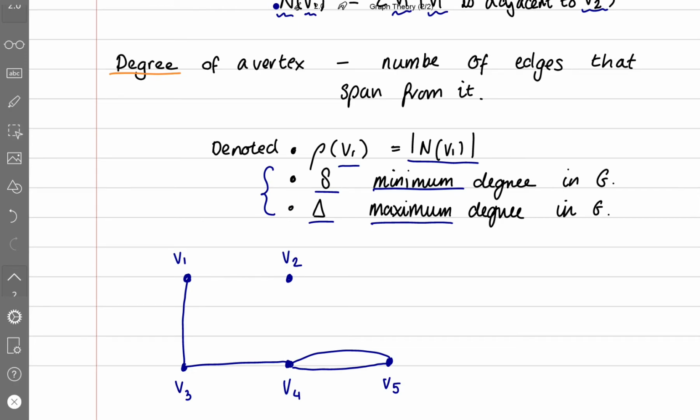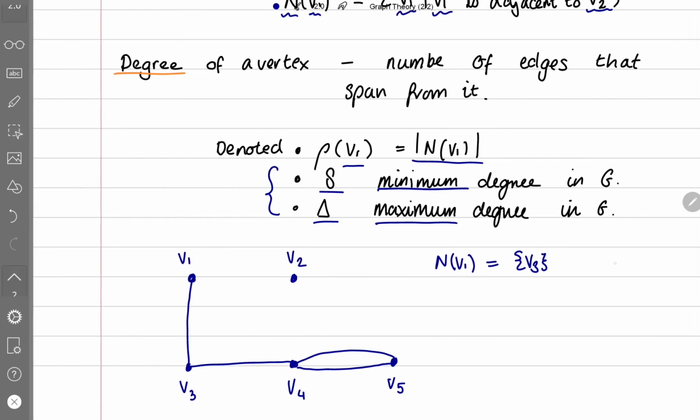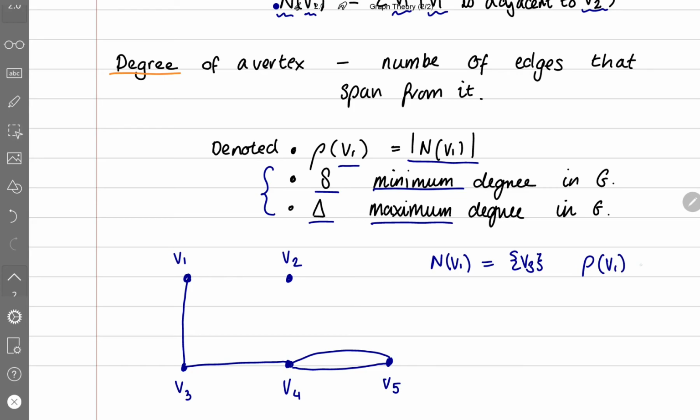So we'll write out the degrees for each vertex. V1, so let's say the neighborhood for V1 is only one going out of V1, which is V3. This just means that V1 and V3 are connected by this edge here. The degree of V1 is equal to 1. I'm going to write this up here just so that I can save on space.